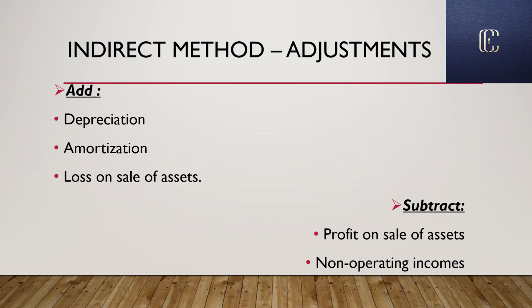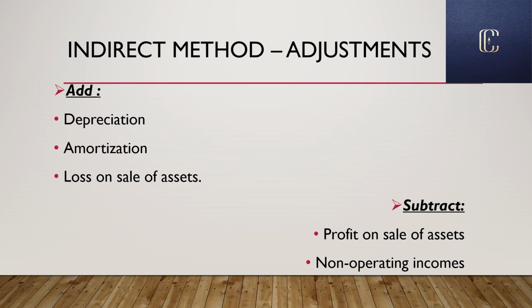In the indirect method of preparing a cash flow statement, we start with net profit from the profit and loss account. But profit is calculated using accrual accounting, not actual cash movement. So, we must adjust profit to convert it into cash profit from operations. This adjustment mainly involves non-cash expenses and non-operating gains and losses. Let us understand each adjustment clearly.